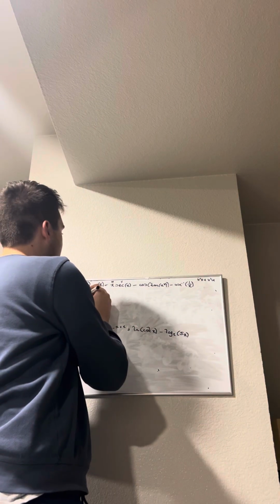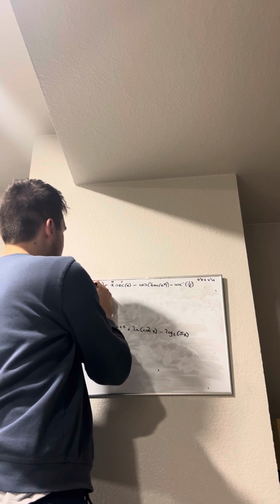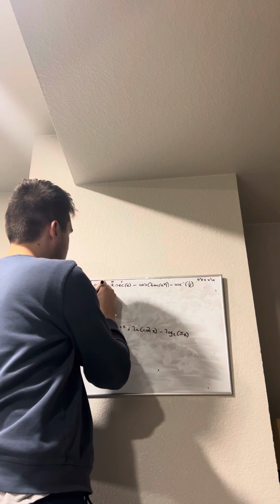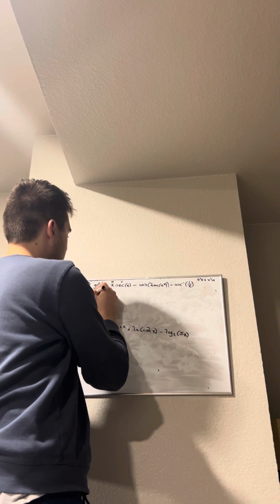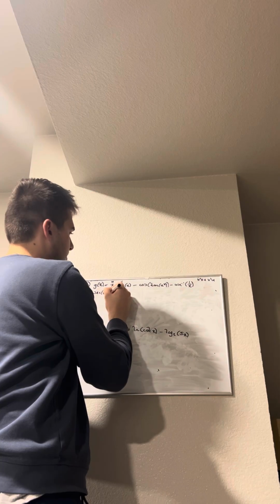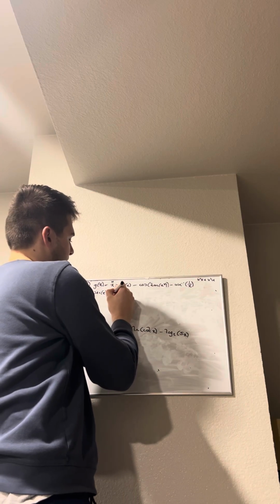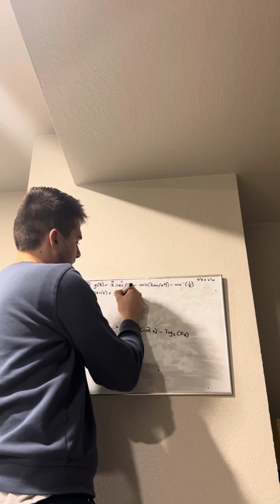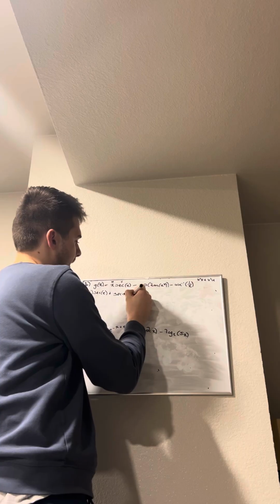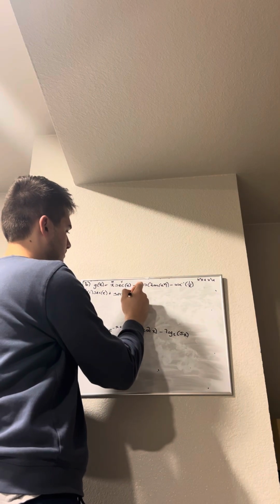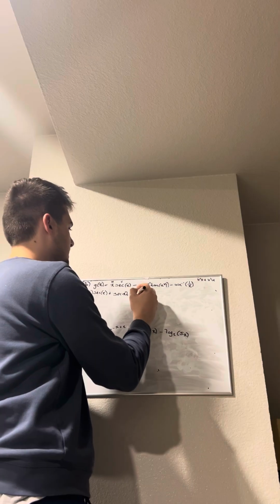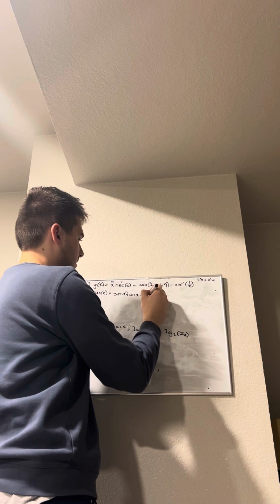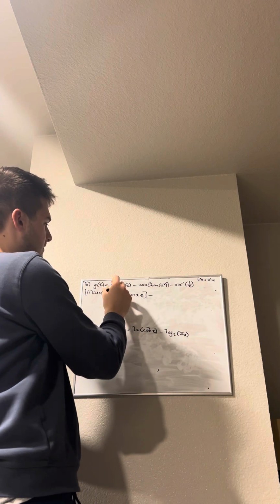So in this case, u prime is just 1, times v, which is just secant x, plus v prime, which is just secant x tangent x, times u, which is just x. So this should give us the derivative for the first term.